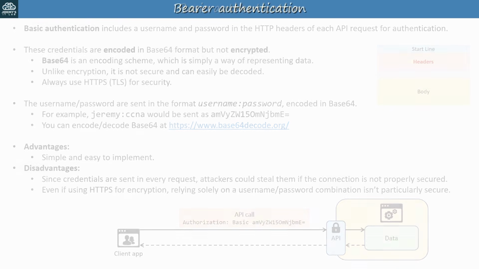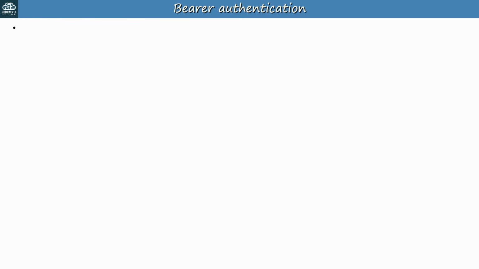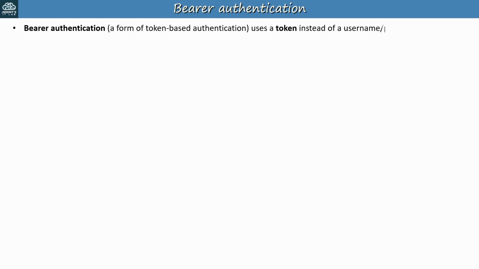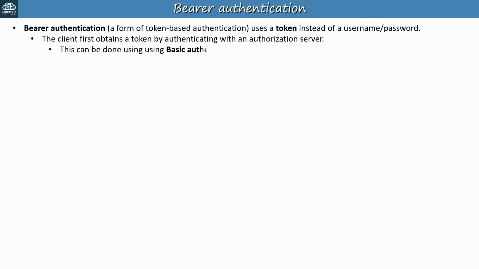So that's basic authentication. Let's move on to the next method. Next, we'll look at bearer authentication, which is a form of token-based authentication and uses a token instead of a username and password. In bearer authentication, the client first obtains a token by authenticating with an authorization server, often just called an auth server. This is typically different from the server actually hosting the resource the client wants to access.